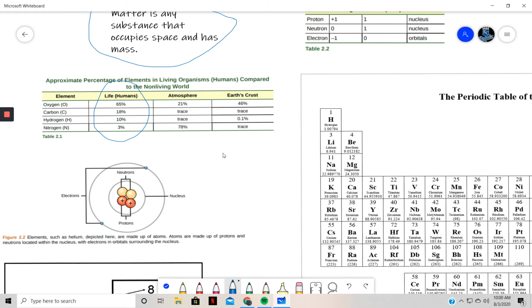Oxygen and 2 hydrogen. So that's part of that calculated amount there, or that percentage amount there. And if you look at the atmosphere, 21% of the atmosphere is oxygen. The Earth's crust, okay, is made up of 46% oxygen.